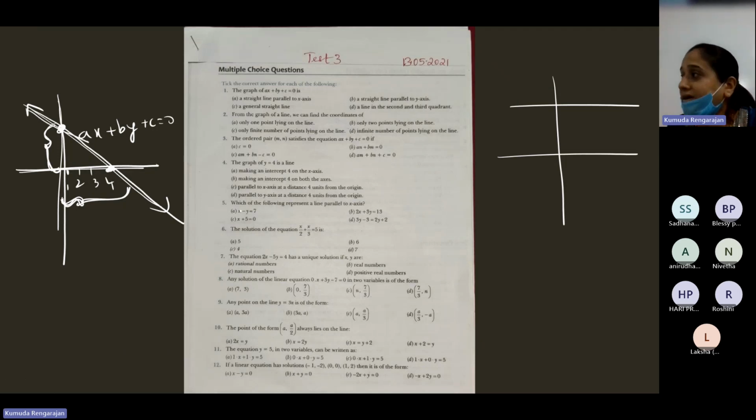The x-intercept and y-intercept happen only when... See, x-intercept is possible only when the graph line intersects or cuts the x-axis. Y-intercept is possible only when the graph line cuts the y-axis.